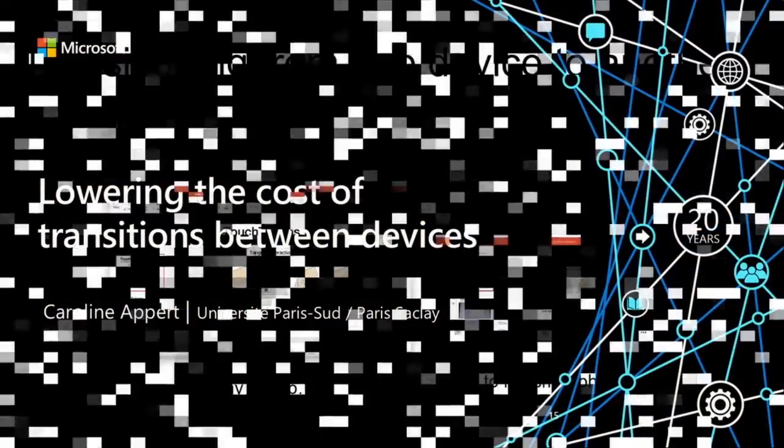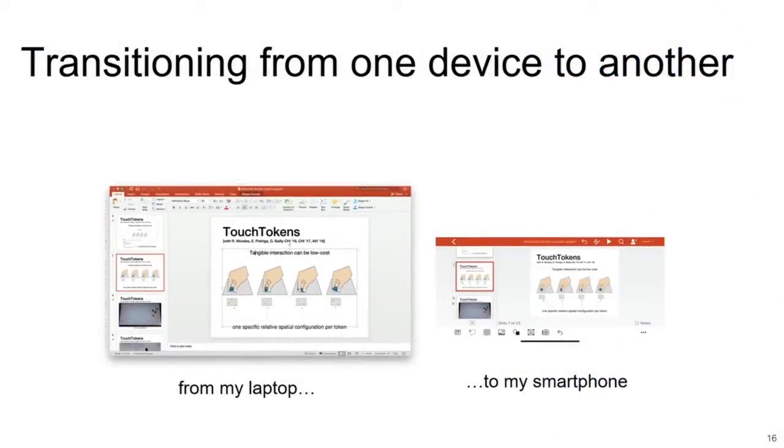It's not a secret. So in this talk, I will take inspiration from projects I have been working on to discuss how we can lower the cost for transitioning from one device to another. So let's start from a concrete example. I'm working on my presentation for the Microsoft Faculty Summit on my laptop, the interface on the left, and I want to continue on my way to the office in the public transportation. So I want to move my work environment from my laptop to my smartphone, the interface on the right.